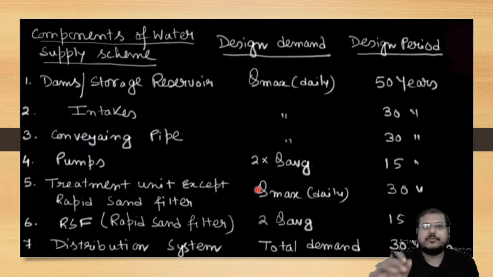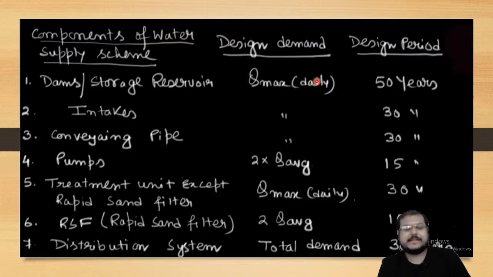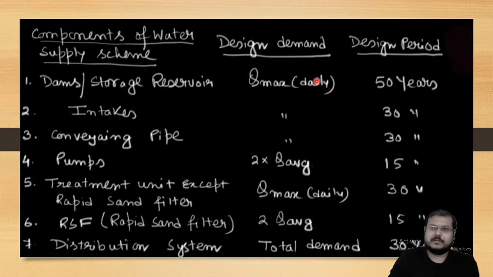Now when you are going to design a dam, your actually design demand is Qmax daily. देखिए, तो what is Qmax daily? कल हम लोग डिस्कस किए हैं. Qmax daily is nothing but 1.8 into Q average. Now what is Q average? It's population into per capita water demand. So population into per capita water demand. If अगर मैं सोच भी लेता हूं कि per capita water demand is fixed, then we need to go for this population value.